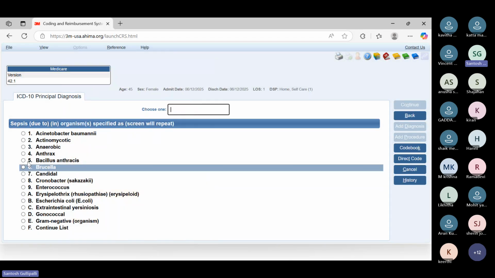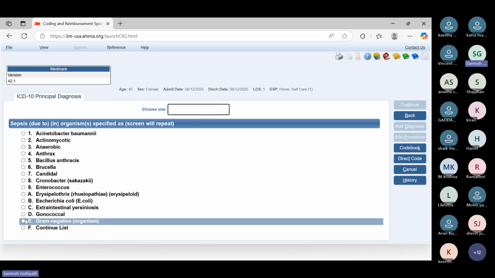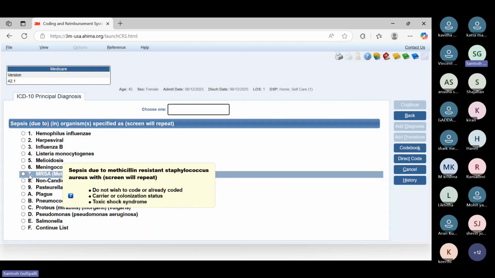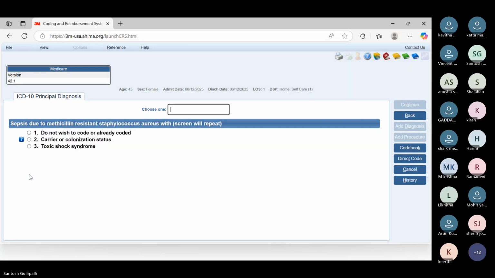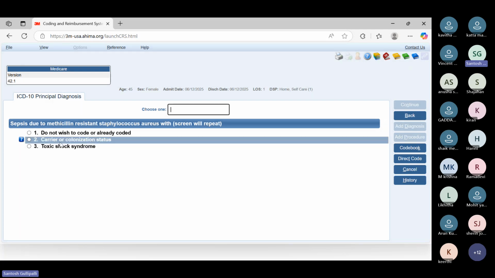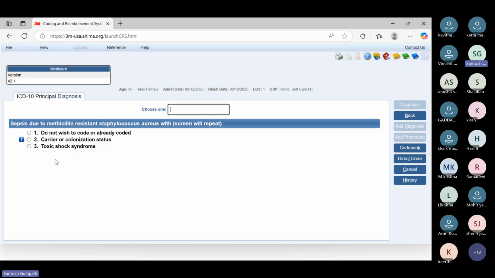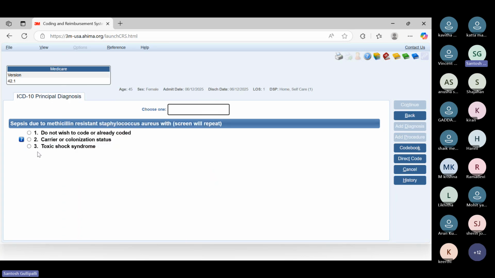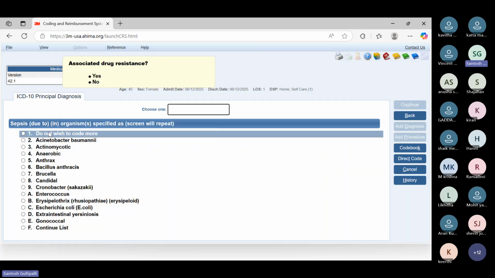So go to M series. Is M series there? No, so continue the list. MRSA, yes, we can consider, so the option is 7. Next, they are asking sepsis due to methicillin resistant Staphylococcus aureus with any carrier or colonization state or toxic shock syndrome. So no. There is no documentation for carrier or colonization state or toxic shock syndrome, so do not wish to code.